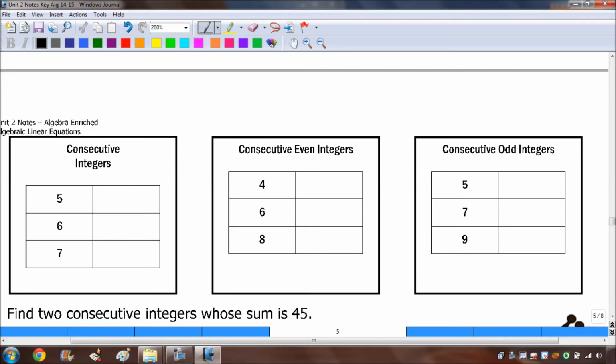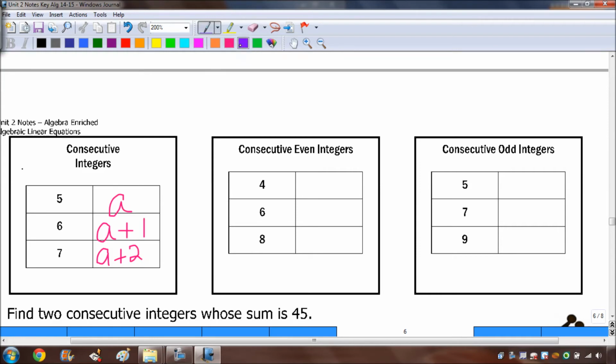So for example, in this problem right here, we've got 3 consecutive integers, 5, 6, and 7. So if I were to express them in variables, let's say that 5 was my a, that would mean that 6 would be a plus 1 because I'm adding 1 to 5 in order to get 6. And then I would add 2 to 5 to get 7. So this would be a plus 2. And you would continue to add 1 on every time, okay?